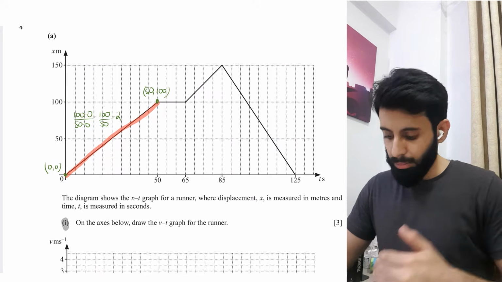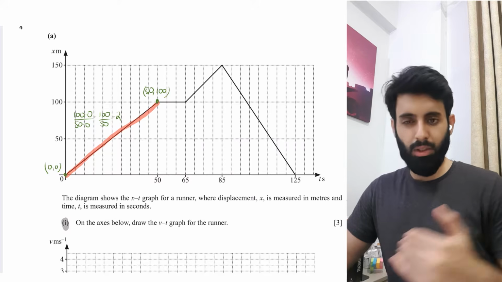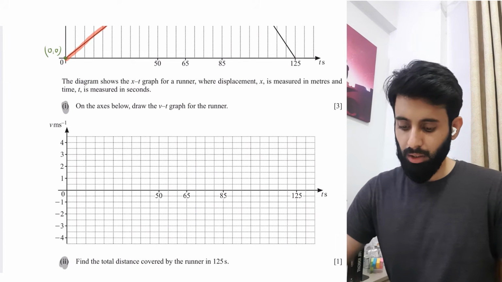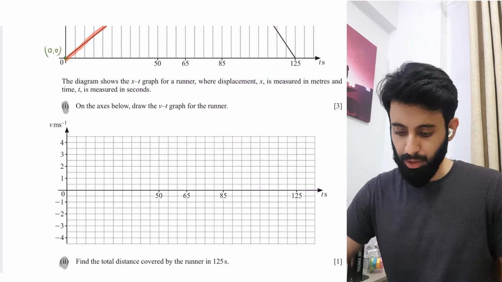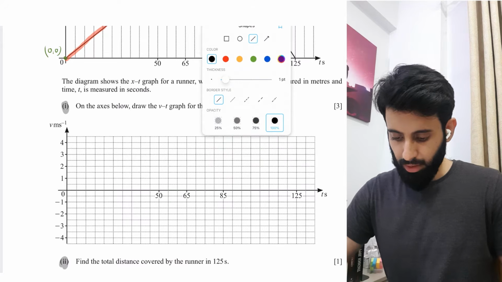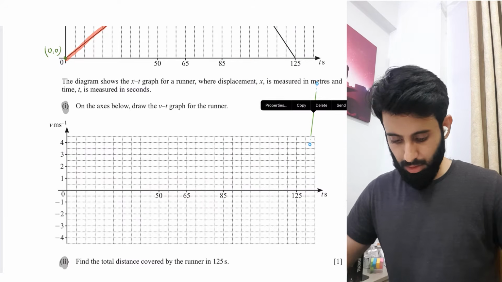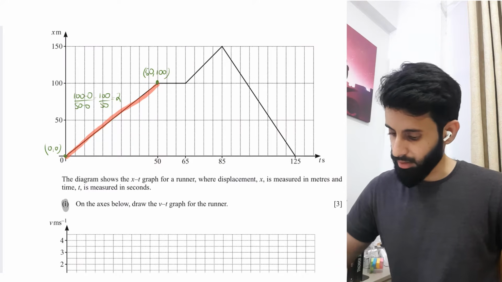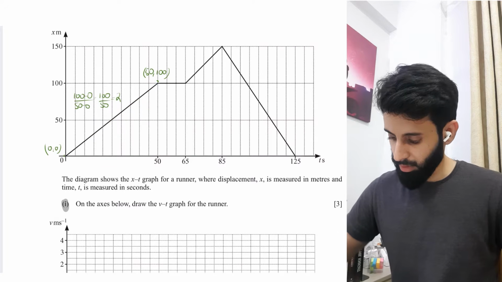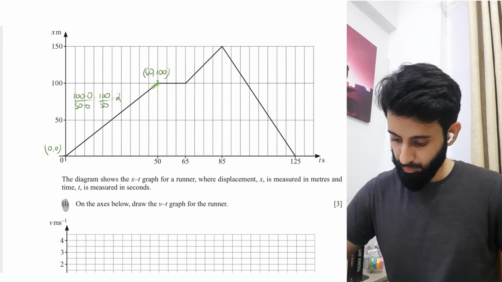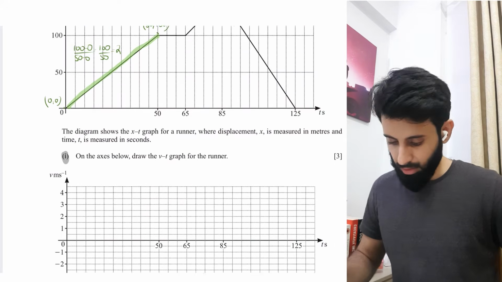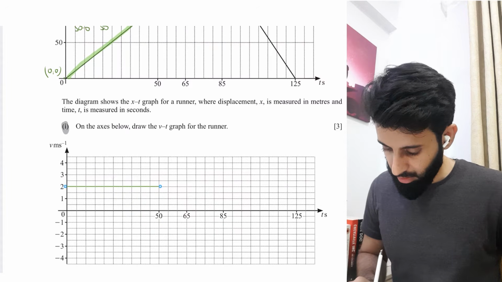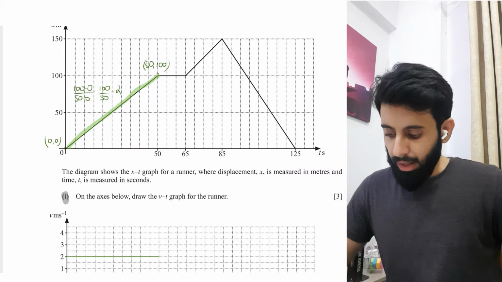Now, up until 50 seconds, the velocity was constant. We have a constant sloping line, which means that the gradient is fixed at 2, which means that the velocity is equal to 2 meters per second. I'm going to try and color code this for you guys also. Let me highlight this in green so you know exactly what I'm talking about. Then we're going to make a horizontal line at 2 meters per second, which is going to go up until t is equal to 50. There you go.